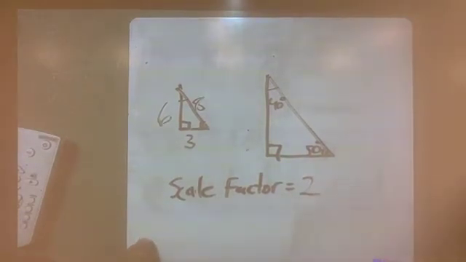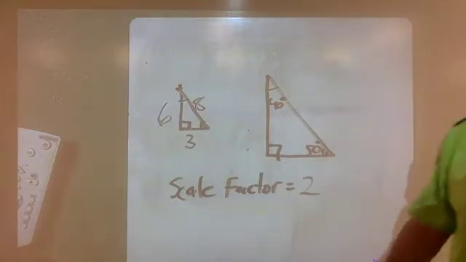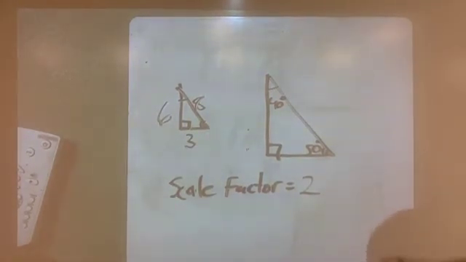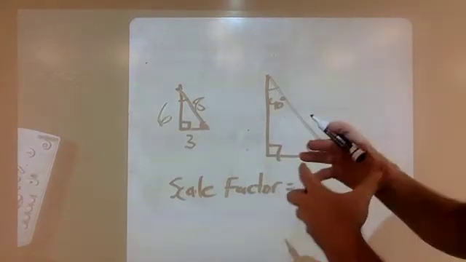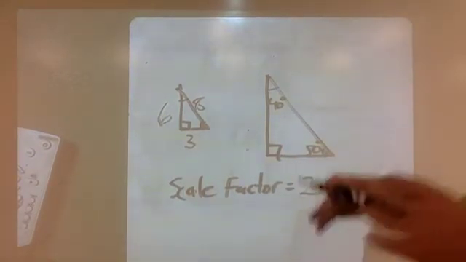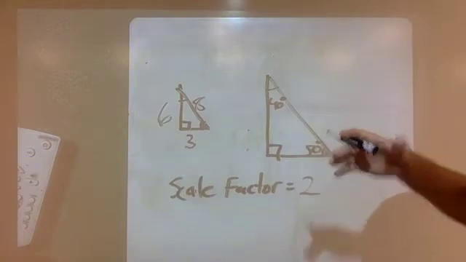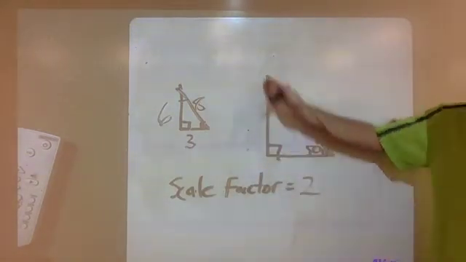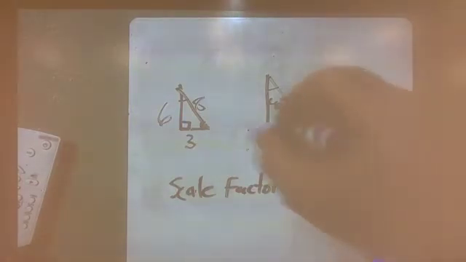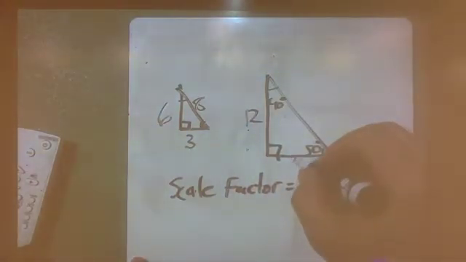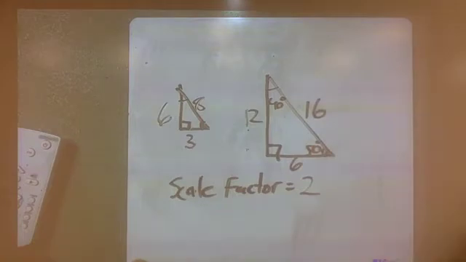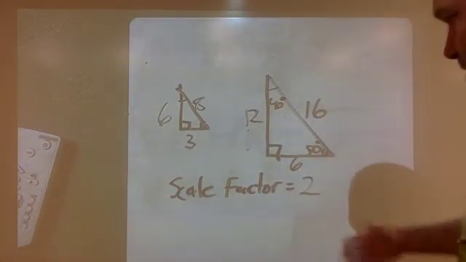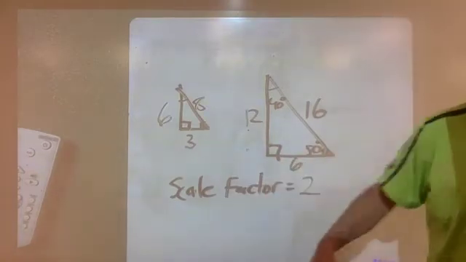I'll talk about that more, or reiterate that probably every day, but that's an important fact with scale factor. If the scale factor is less than 1, you're shrinking the shape. If the scale factor is bigger than 1, you're blowing up the shape. You're expanding it. You're making it bigger. Okay, the scale factor is 2, so what's this side going to be? It's going to be 12. What's the bottom going to be? It's going to be 6. What's this side going to be? It's going to be 16. Yes, it is kind of that simple. You just multiply these numbers by the scale factor.